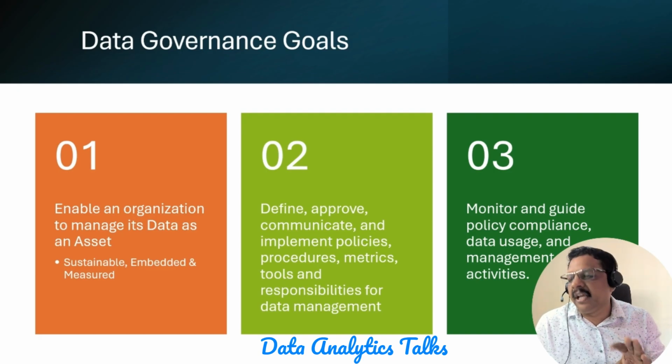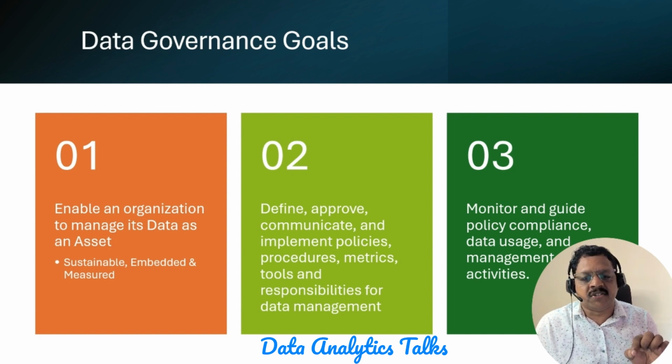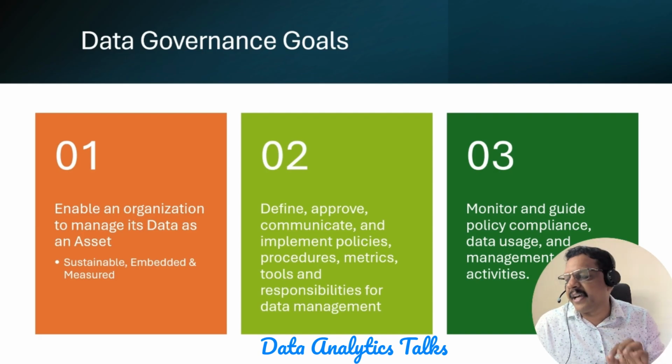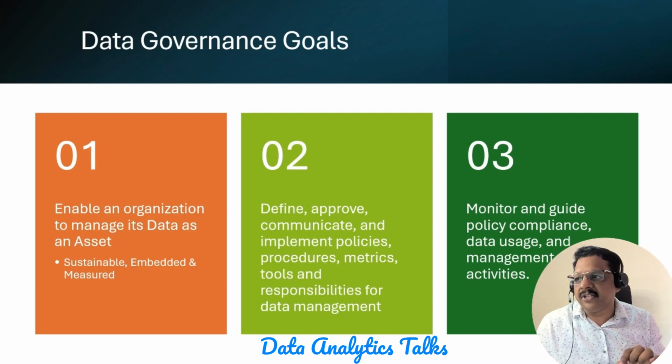So, what are the goals of data governance? We can highlight three main goals. First, enable an organization to manage its data as an asset. From the principles of data, we learned that data is an organizational asset, and the goal of data governance is to enable an organization to manage its data as an organizational asset. And the second one is define, approve, communicate, and implement policies, procedures, metrics, tools, and responsibilities for data management. That is the second goal of data governance.